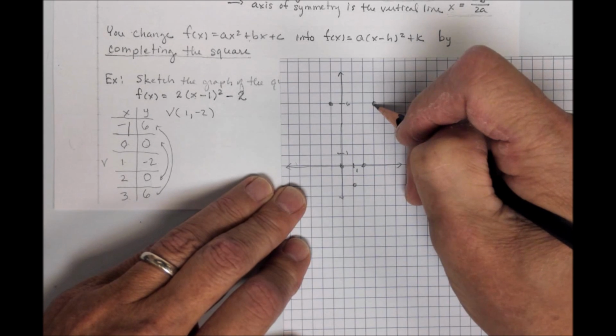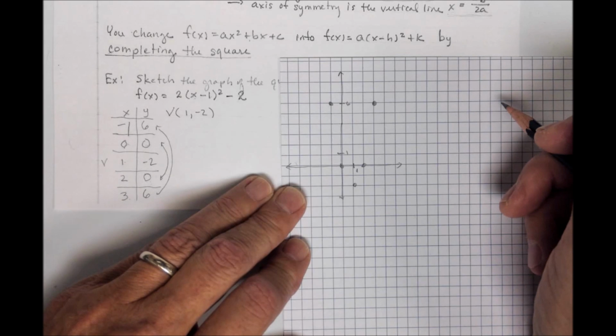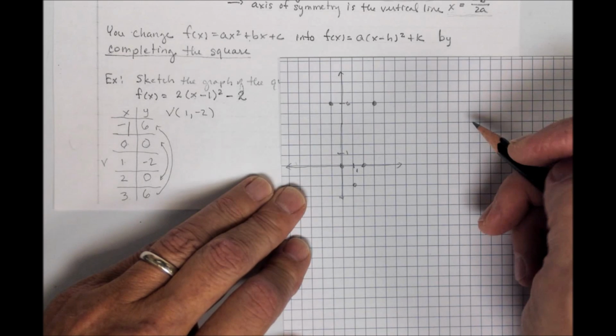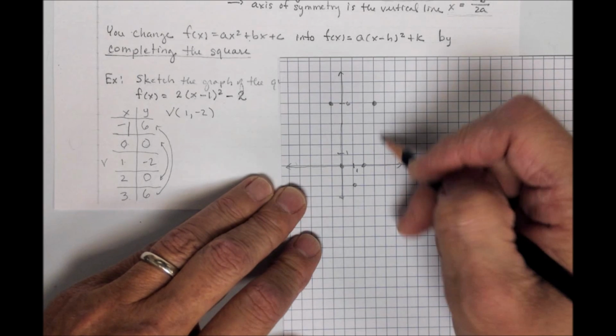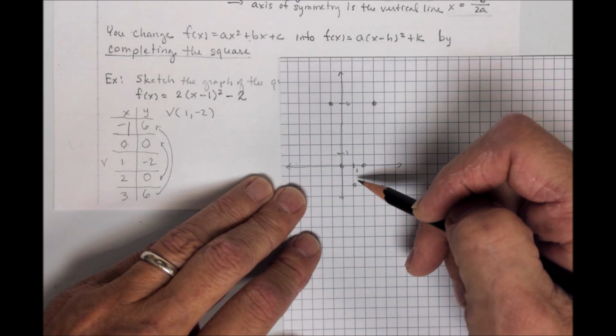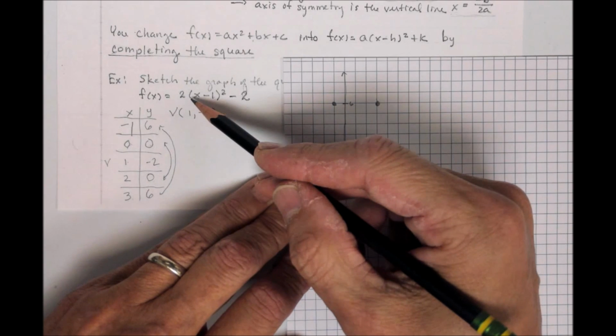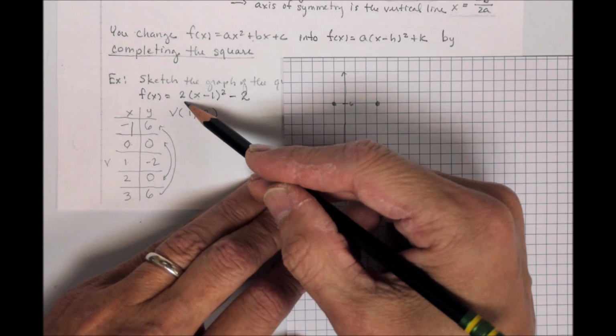Now, when you get done plotting these 5 points, look at the 5 points and see if they don't look like they form a U-shape. And you just have to draw a smooth curve. Now, maybe you're wondering, why is it a little bit skinnier than most of the regular parabolas I've been graphing? It's because of this 2. This 2 stretches it vertically and makes it a little bit skinnier.